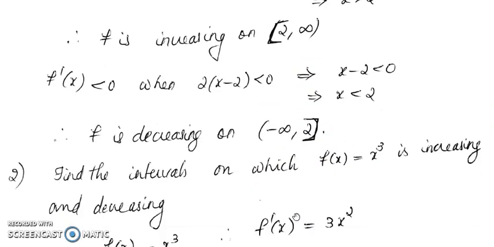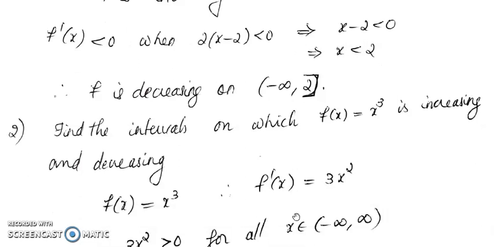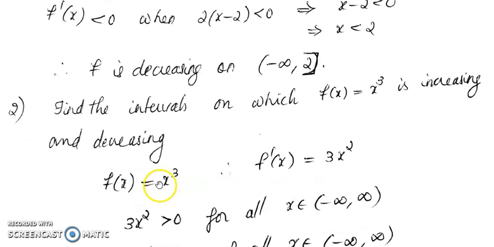The next question is to find the intervals on which f of x equal to x cube is increasing and decreasing. So first derivative കണ്ടുപിടിക്കുക. So derivative is 3x square. So f dash of x എന്ന് പറയുന്നത് 3x square ആണ്.